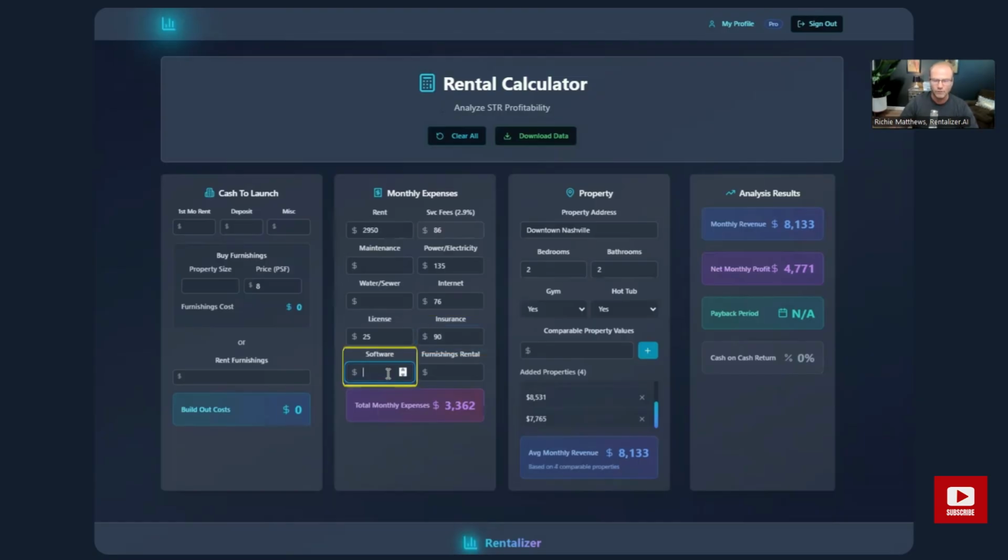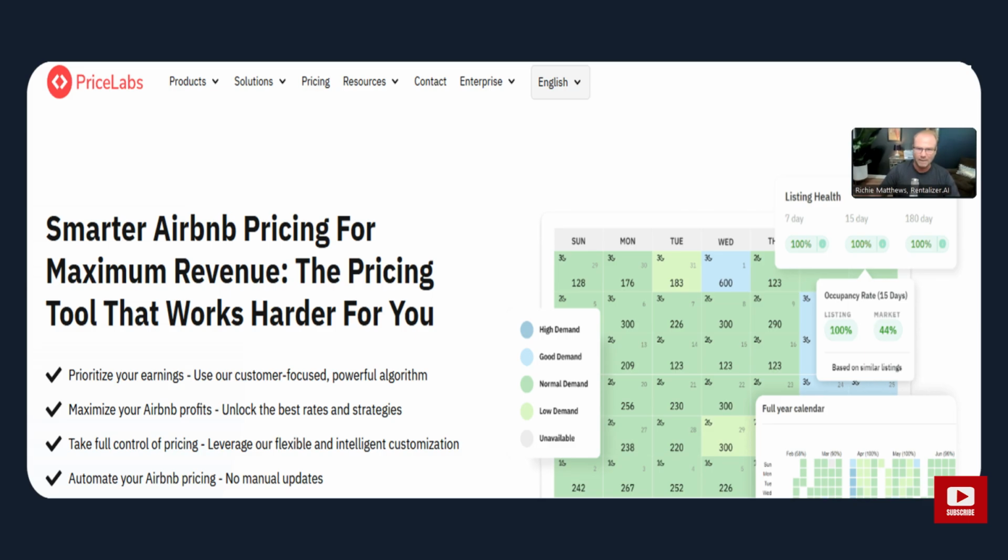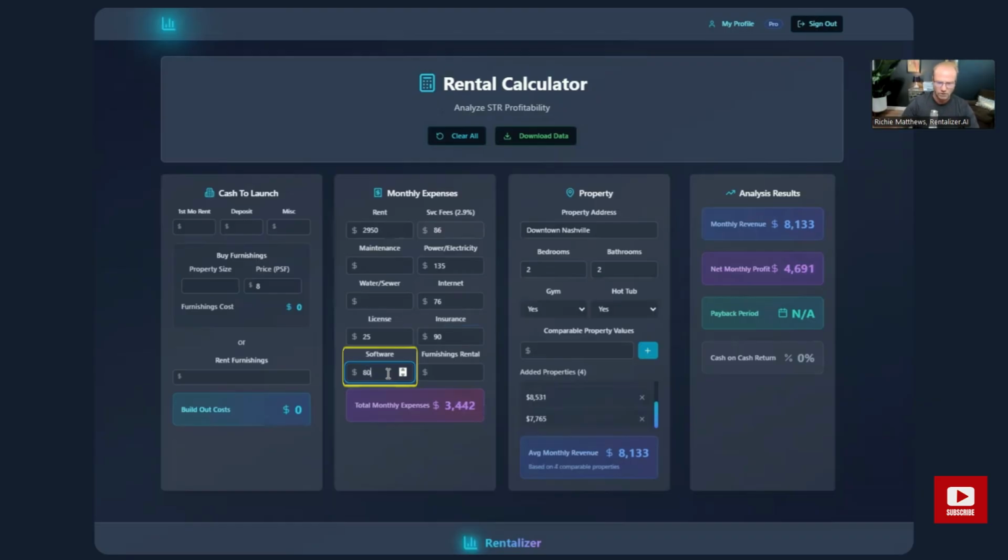And then the software, there's 2 pieces of software you're going to need. You're going to need a property management software like Hospitable, it's $40 a month. And then another one like Price Labs, which is $40 a month, which is pricing software. You're going to need it. Pay it. Don't skimp. Pricing software makes you money. So let's say that's $80 conservatively.